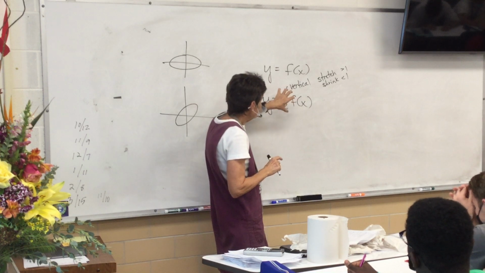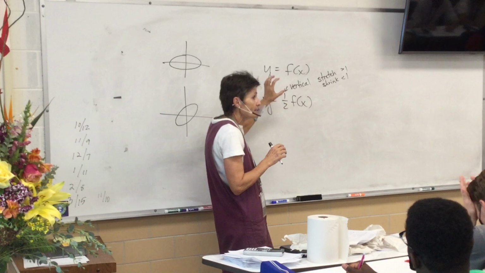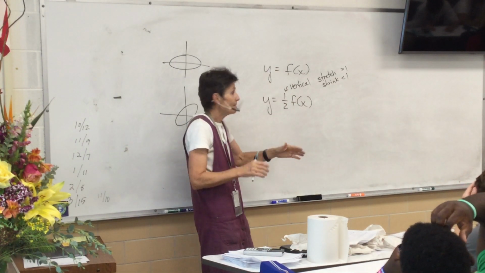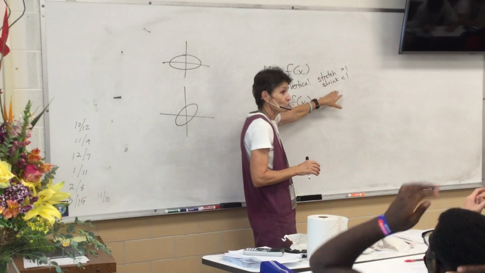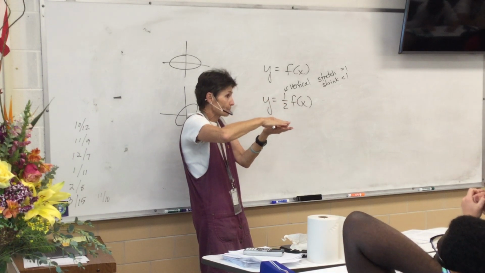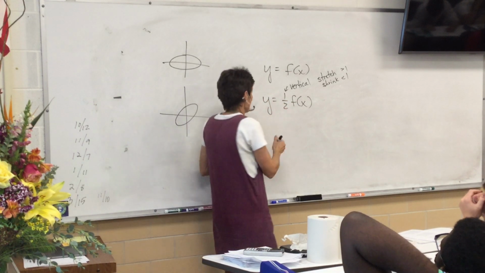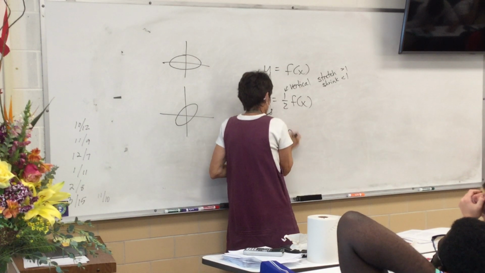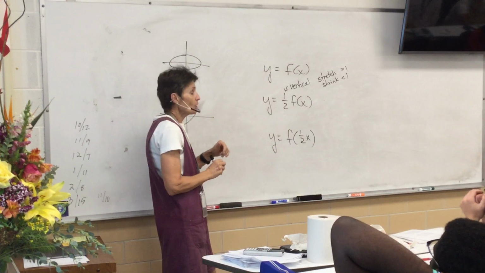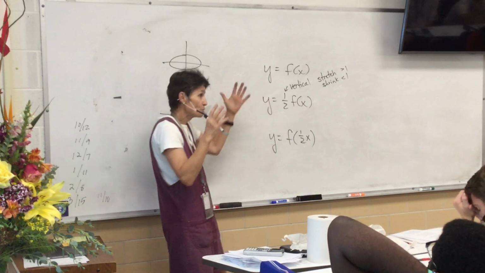So if the coefficient, the multiplier, is on the whole function, not the x, you're going to stretch it or shrink it vertically. So make it taller, make it shorter, depending on the size of the number. It'll be something like y equals 1/2 parentheses x plus 2.